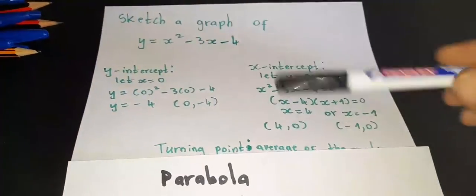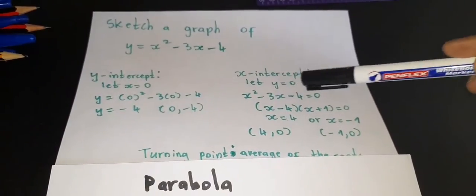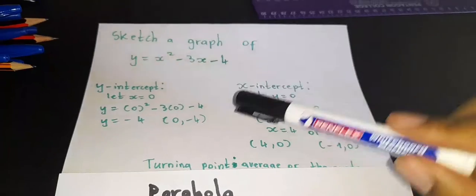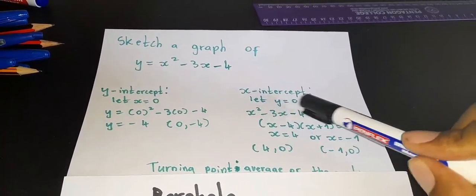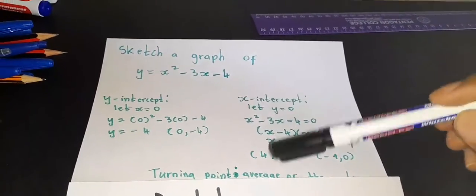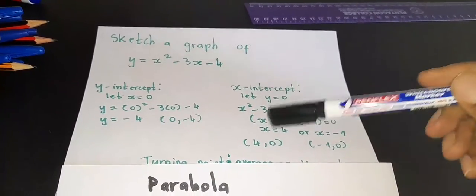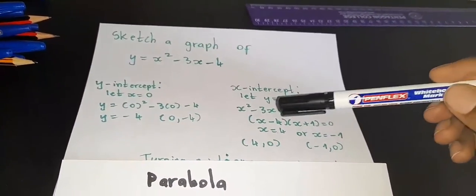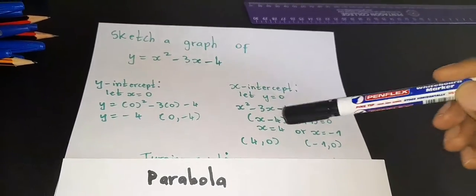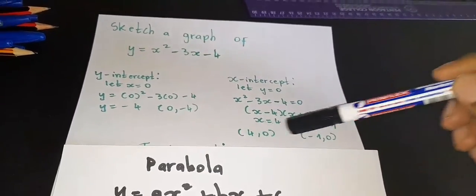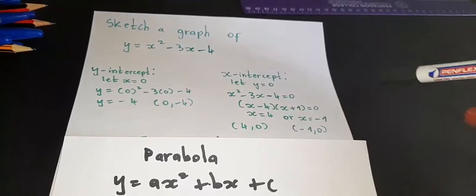And for the x-intercepts, you let y equal 0 and solve for x. When we get to this step, some might use the quadratic formula, some might use completing the square, some might use a factoring method. It doesn't matter which method you use, we get the same answer of 4 and negative 1. So these are the x-intercepts.